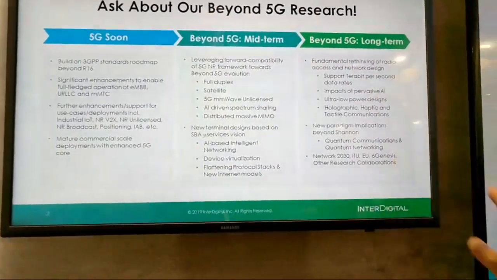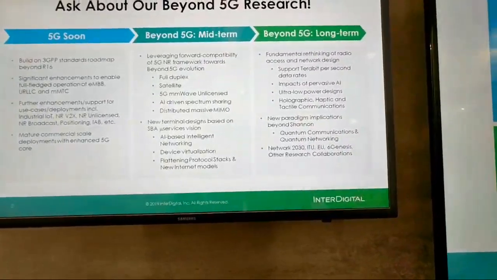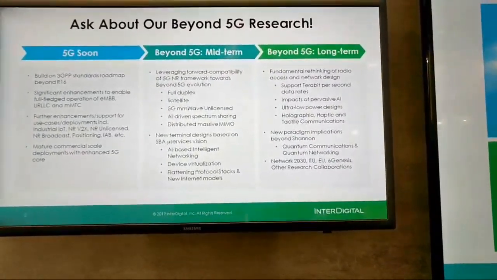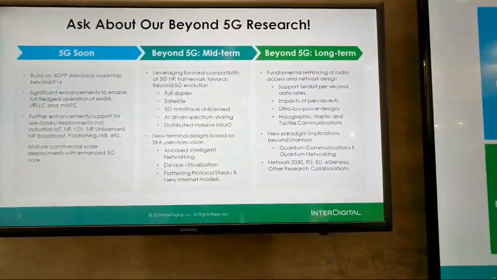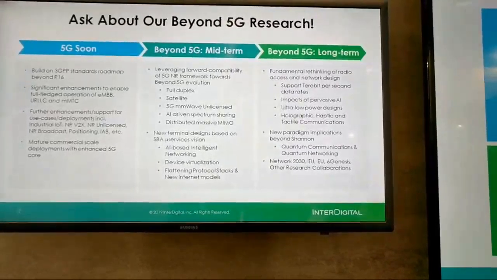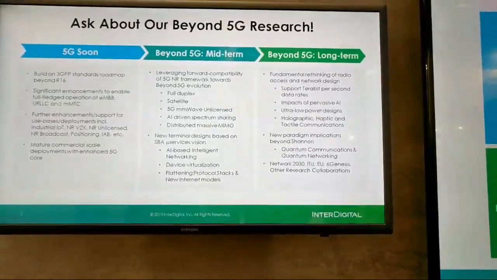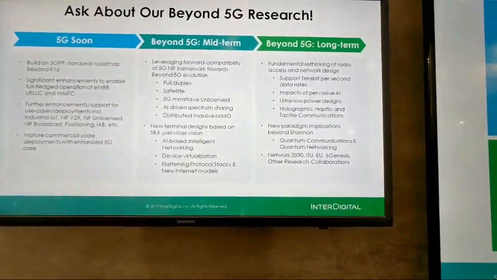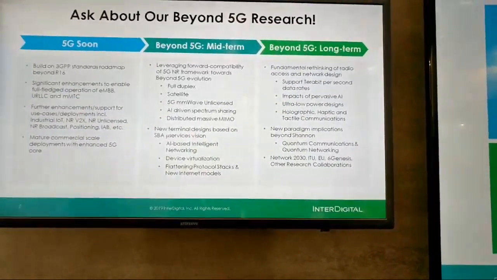So if you look at the beyond 5G long term, we are starting to rethink the radio access altogether. Now we are going to look at support for terabits per second for the use cases that need that. You will see pervasive AI everywhere, and the impacts of that. You will start to see low power designs, holographic communication, so on and so forth.